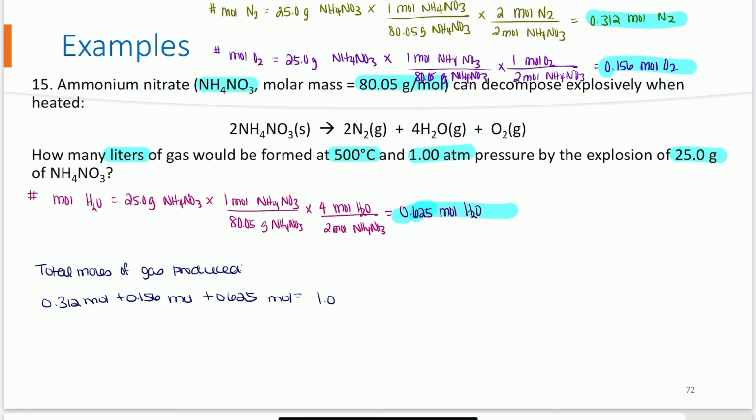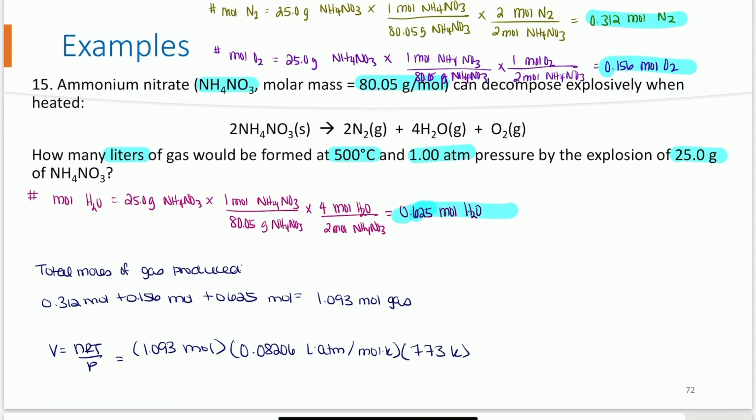Overall, I produce 1.093 moles of gas. Figure out your volume. 1.093 moles, gas constant 0.08206 liter atmosphere per mole K. Temperature 500 degrees C converted to Kelvin is 773 Kelvin. And my pressure is 1 atmosphere. I'm going to produce 69.3 liters of gas.